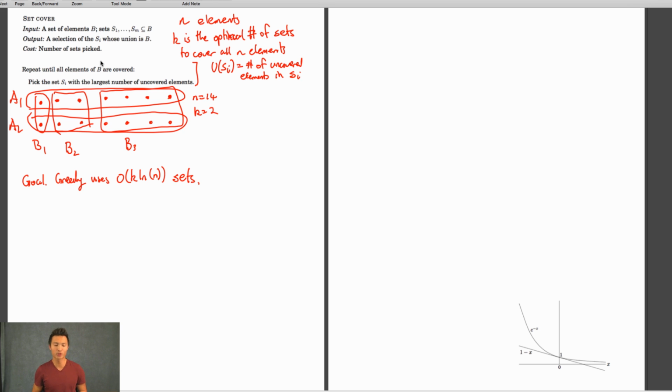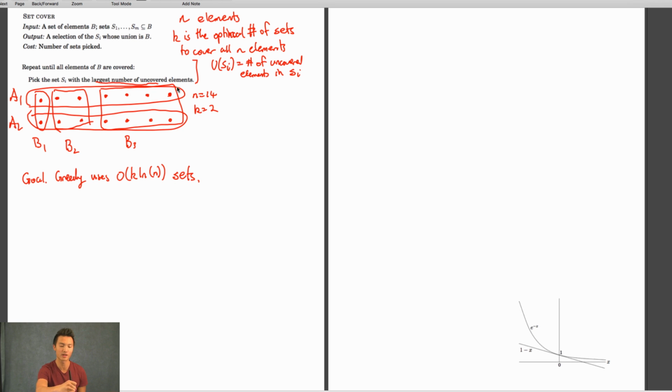So if we were to actually find the optimal solution, it's going to be an exponential time algorithm. Whereas if I were to use this greedy algorithm, where until all the elements are covered, we're going to pick the set with the largest number of uncovered elements. Right. The important part is we're talking about the largest number of uncovered elements, and that's going to be our greedy heuristic.